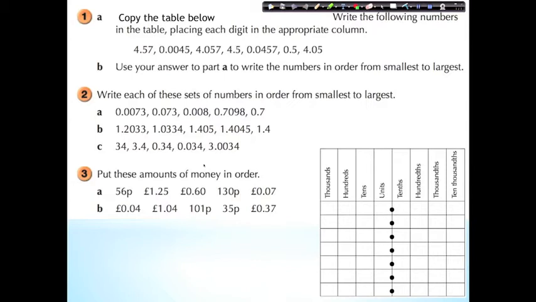Otherwise you can just write it on its own. Okay, and question 3 says put these amounts of money in order. So you can see that part A and B both have amounts in pounds and pence. So you've got 56 pence, you've got £1.25, then you've got 130 pence. So you're going to have to convert them all to the same thing. You either convert them all to pounds or you convert them all to pence, but they have to be the same units. Again, the answers are going to be at the end of the PowerPoint slide, so just press pause to answer those questions.